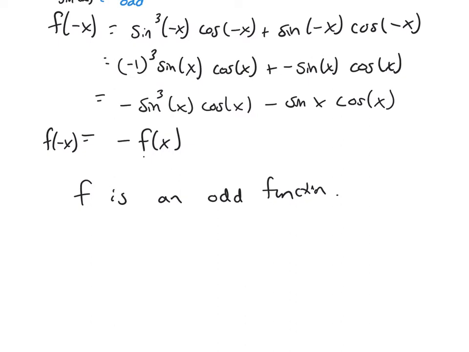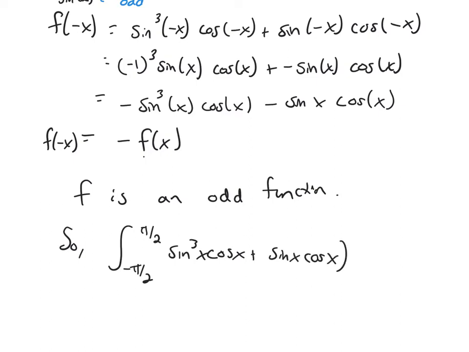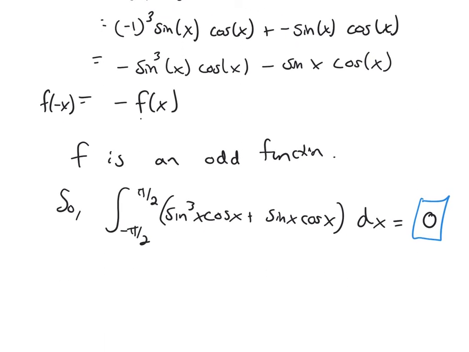So I now know that this integral from negative pi over 2 to pi over 2 of this function, sine cubed cosine plus sine times cosine, because this is an odd function, is equal to 0. So knowing whether your function is even or odd can help you compute the integral much faster.